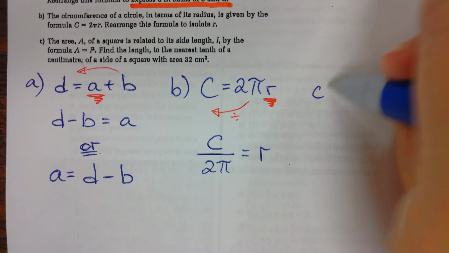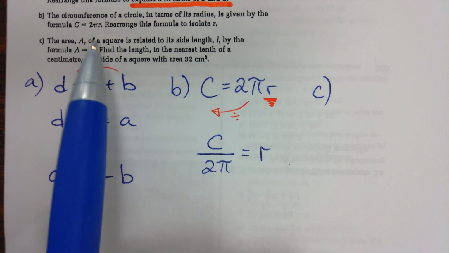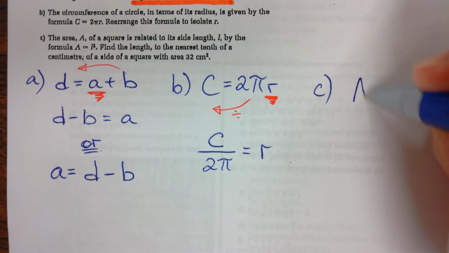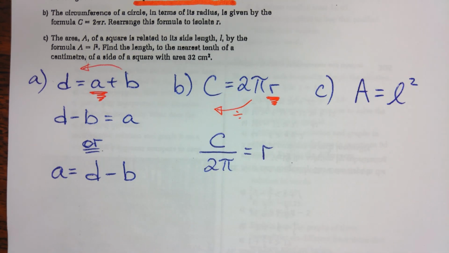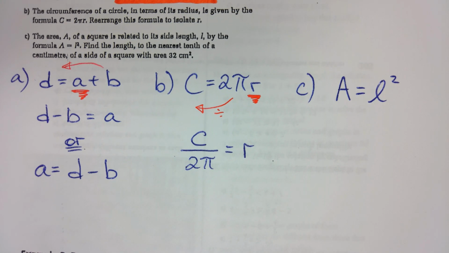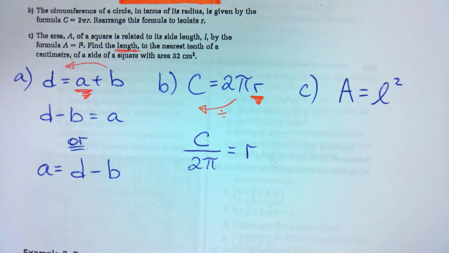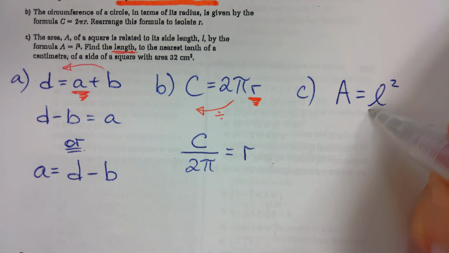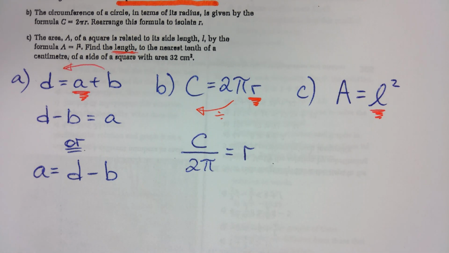And then, the area A of a square is related to its side length by the formula A equals length squared. Find the length, to the nearest tenth of a centimeter, of a side of a square with area 32. Okay, so let's rearrange this first. They want you to find the length, so solve for L. So I want L by itself. What do I have to move away?